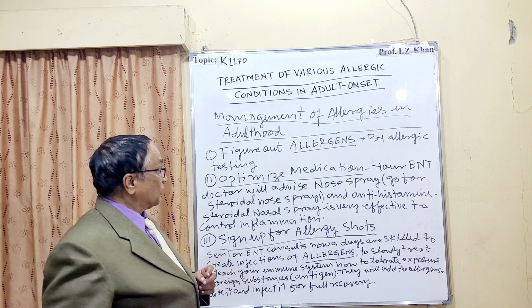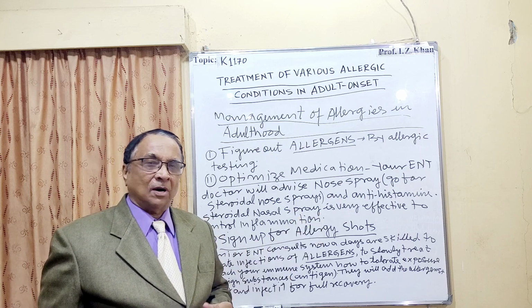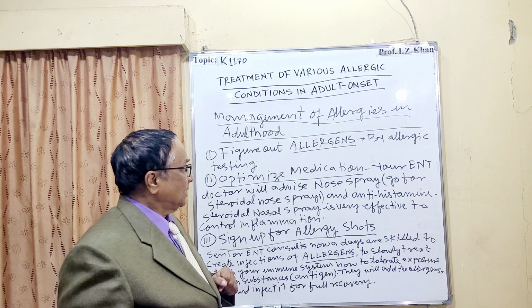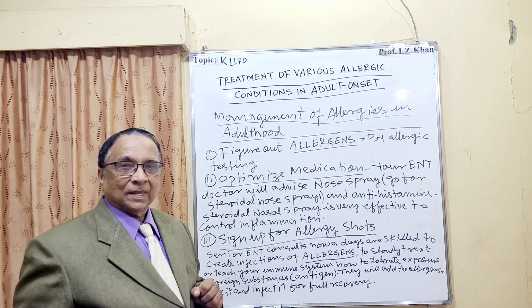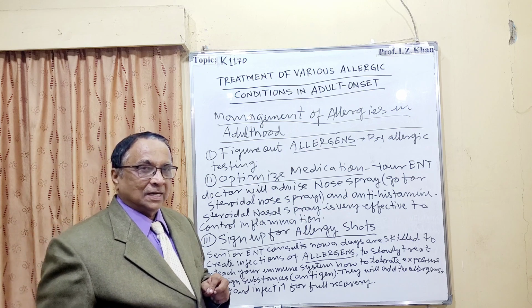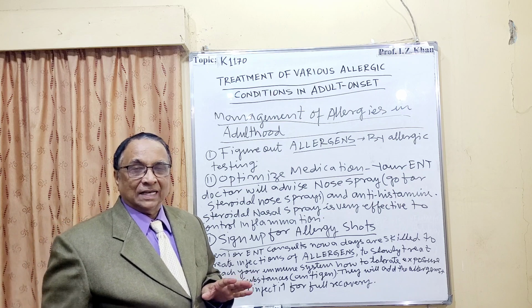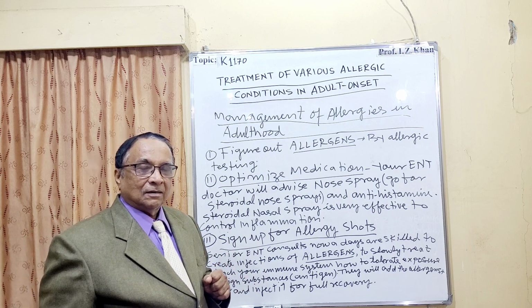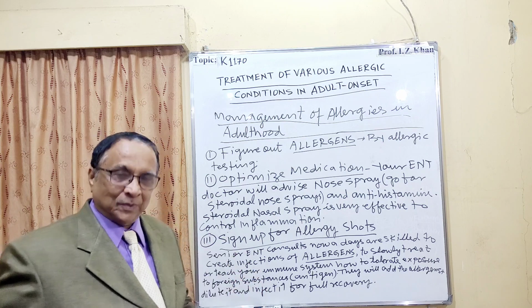And number two, optimize medication. You have to go for modern, today's research, not your myth. Your ENT doctor will advise a nose spray. Preferably you go for steroidal nose sprays, because the steroidal compounds in that spray are very effective to bring down your inflammation quickly, because that reaction of your antibodies and antigen causes inflammation in any part, and that inflammation should be reduced.